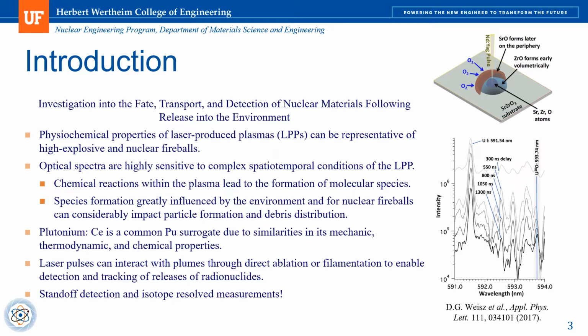As an introduction for my group's research interests, we're really interested in the fate, transport, and detection of nuclear materials following release into the environment. We look at the physiochemical properties of laser-produced plasmas and how they can be representative of high explosive nuclear fireballs, as well as the chemistry and spatiotemporal evolution of the expanding laser-produced plasma plumes. We're interested in studying actinides. Right now, a lot of our research is using surrogates. However, we have used uranium in the past, and we're working with our Savannah River collaborator, amongst others, to expand our research back into actinides.